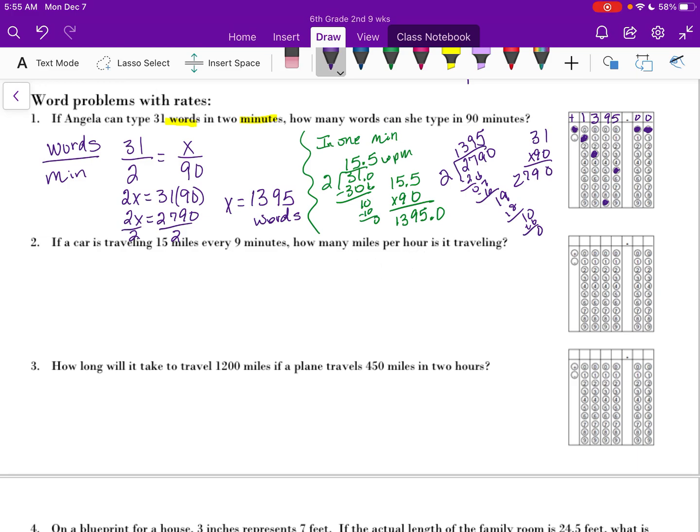Okay, so when we do our ratio and we set up our miles per minute and we do 15 to 9, and we want to know how many miles per hour, we have to change that hour to what? Yeah, we have to change it to minutes, because if we put a 1 right here, we're figuring out how far it can go in 1 minute, not in 1 hour. So we have to put how many minutes are in an hour, which we know is 60.